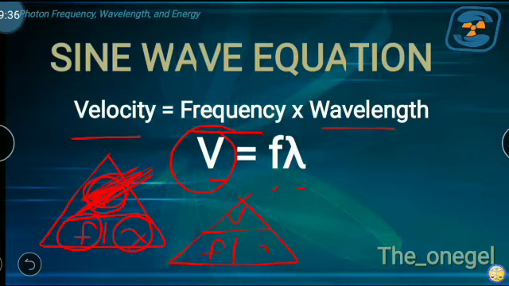So, what if we are trying to find the frequency? Ito si F. Missing in action si F. So, para mahanap si F, we have to divide velocity divided by the wavelength.